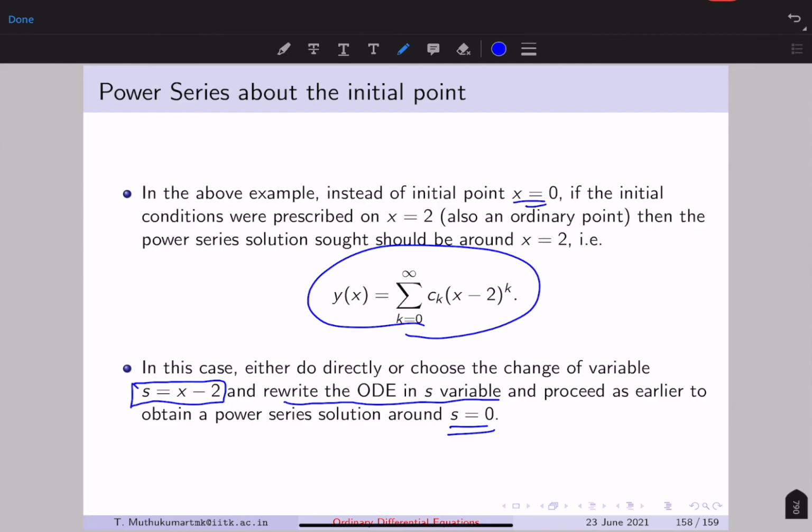So whatever we have explained so far about the point x equal to 0 is general enough, is what I am trying to say. If you have an ordinary point, you can actually translate, right? So if you want to find the power series about any point x naught, you can do a change of variable and say x minus x naught and rewrite the ODE in that new variable. Then you just have to solve the problem for that s equal to 0 power series, right? So they are all the same.